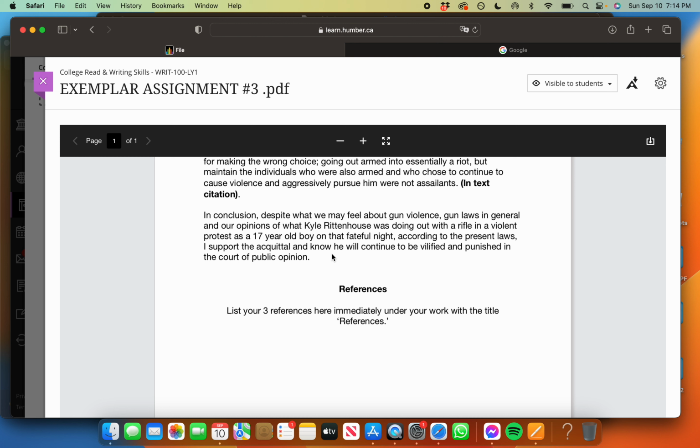So, despite what we may feel about gun violence, gun laws in general, and our opinions of what Kyle Rittenhouse was doing out with a rifle in a violent protest as a 17-year-old boy on that fateful night, according to the present laws, I support the acquittal and know he will continue to be vilified and punished in the court of public opinion.